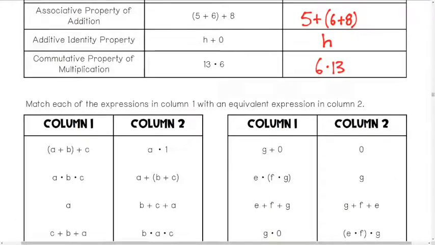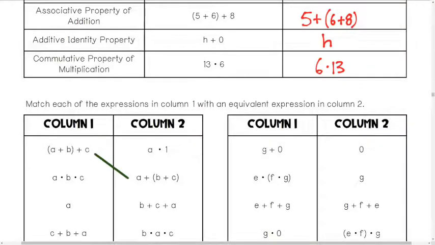Okay, down below we're going to match each expression in column 1 to the equivalent one in column 2. So if I look at column 1, I'm going to match it to one of these over here that means the exact same thing. Starting out, this one has parentheses, and over here the order doesn't change, A, B, and C, but the parentheses moved. That means I'm going to use the associative property, and I move that over. That would be equivalent.